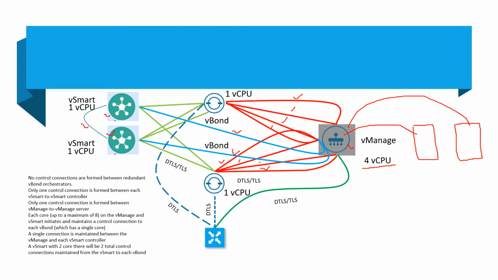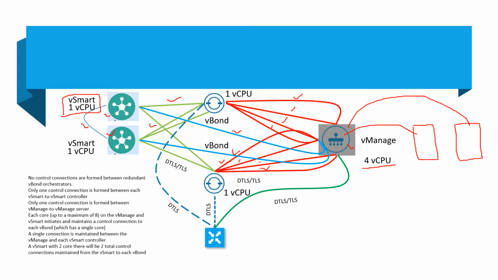A vSmart with two cores. Here in our example, I'm showing just one vCPU, but I might have more. So if I increase the CPU from one to two, it is going to have two control connections from vSmart to vBond. Since we have one, we can see there are two connections. One is formed to one vBond, and another one goes to the other vBond. If I have two, the number of connections is going to double.